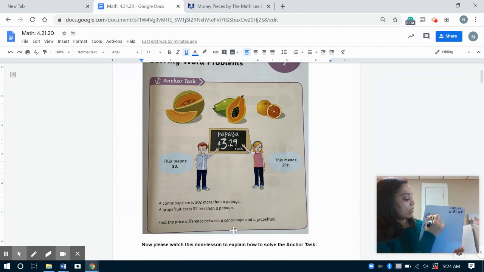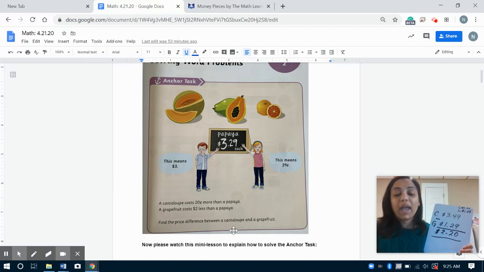The cantaloupe cost $3.49, and the grapefruit costs $1.29. I'm finding the difference, so I don't forget, I'm going to use subtraction, and then I'm going to go ahead and subtract. 9 minus 9 is 0. 40 minus 20 is 20. That's 20 cents. And $3 minus $1 is $2. So the price difference between a cantaloupe and a grapefruit is $2.20.